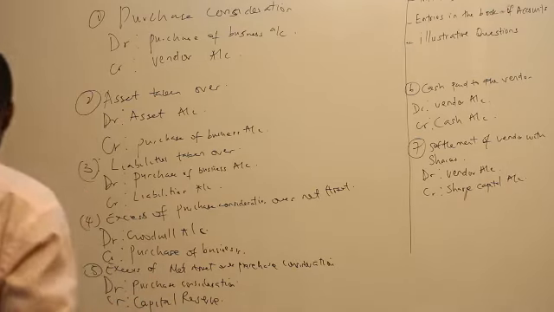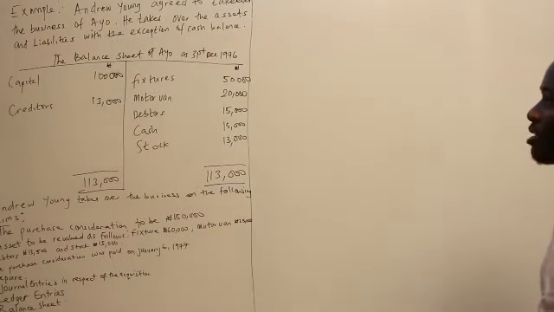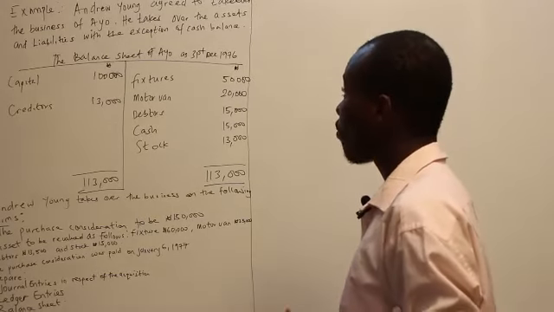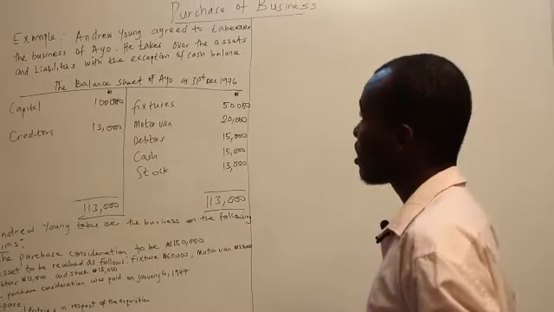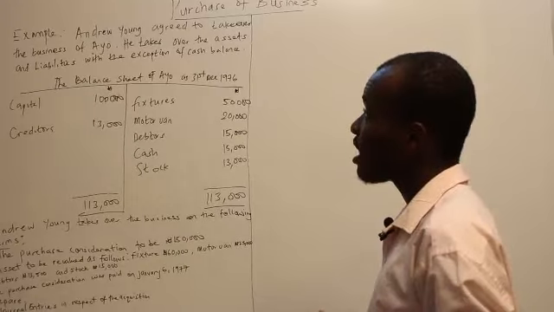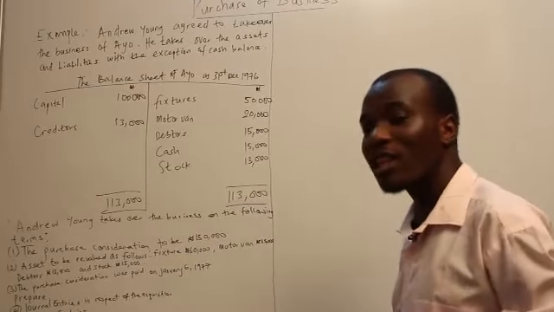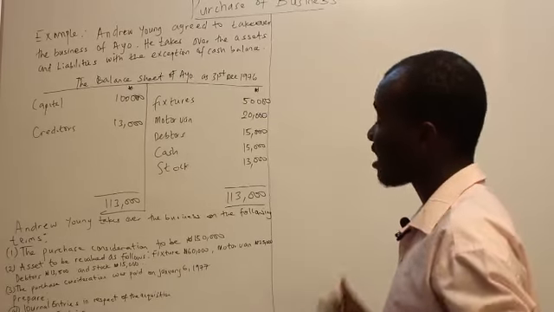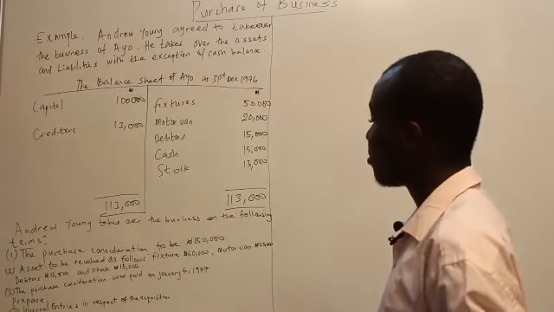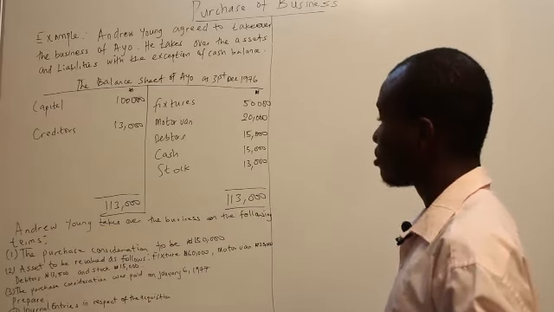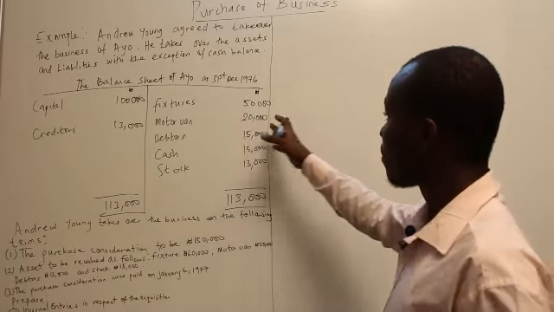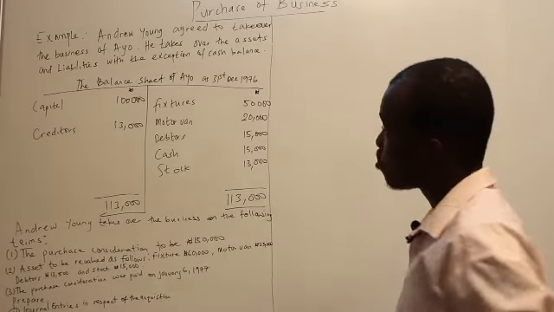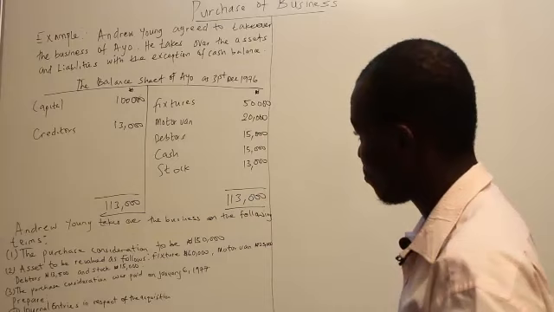Let's take an illustration on the topic. So we have an example now. Andrew Young agreed to take over the business of Ayo. He takes over the assets and liabilities with the exception of the cash balance. That is not possible; you can't take over the cash balance. So the balance sheet of Ayo as at 31st December 1976 is this. We have the fixtures, the motor van, debtors, cash, and stock. We have capital introduced by Ayo himself, and we have creditors in the period.